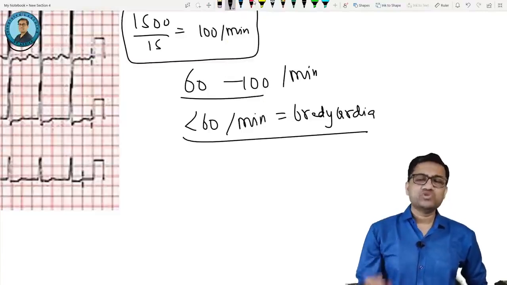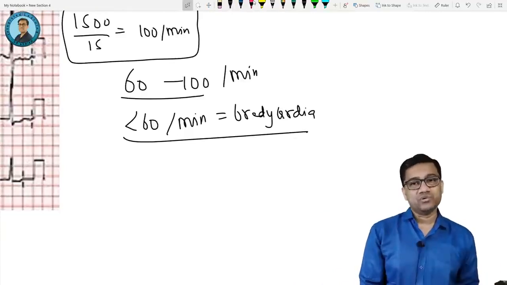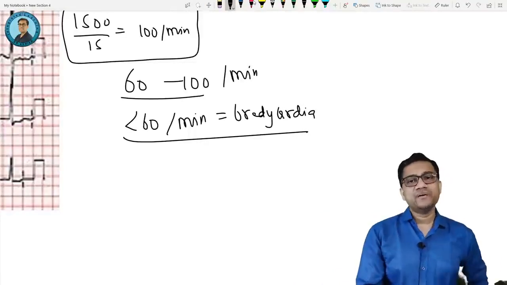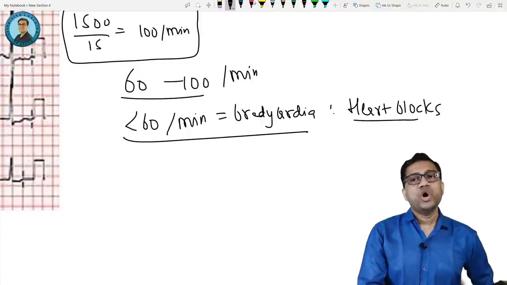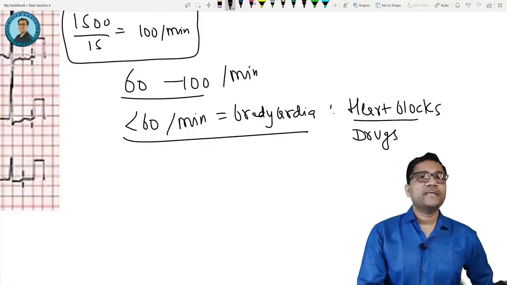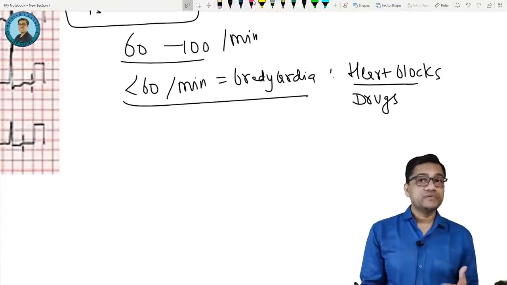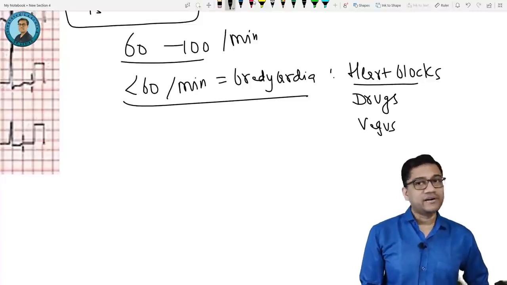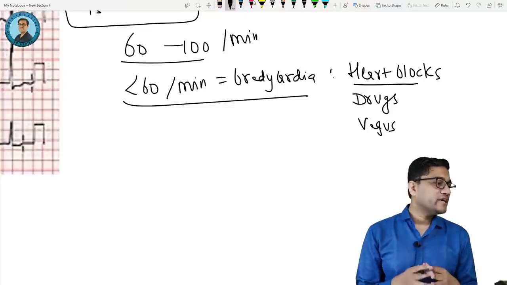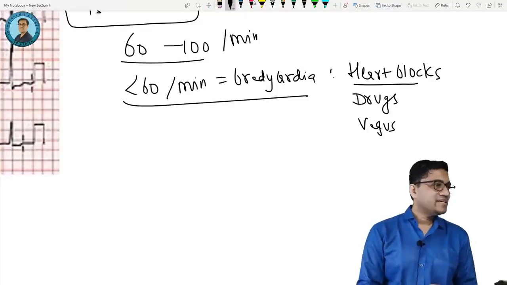So bradycardia, and what is the most common cause? They are basically problems related to your SA node. It could be sinus or it could be other. Most common examples would be blocks, heart blocks. Or drugs which can decrease the rate, like CCB and beta blocker. Or vagal stimulation, parasympathetic vagus. They all can cause a decrease in heart rate. That's why in most heart blocks you will see a bradycardia, less than 60.